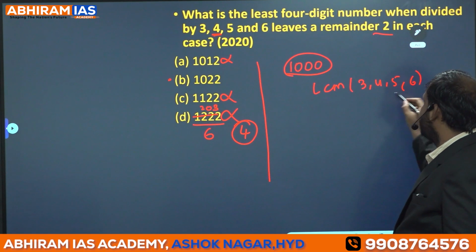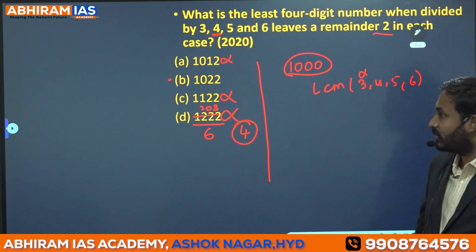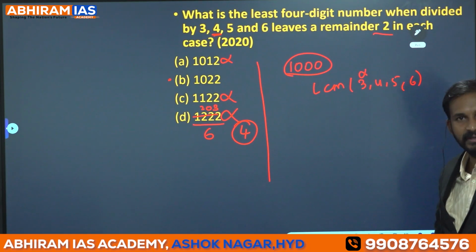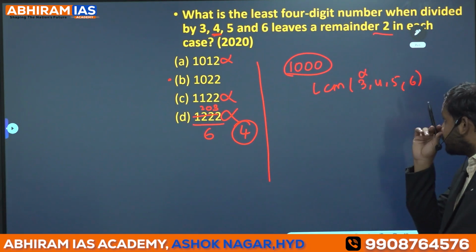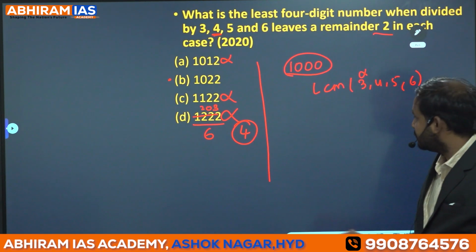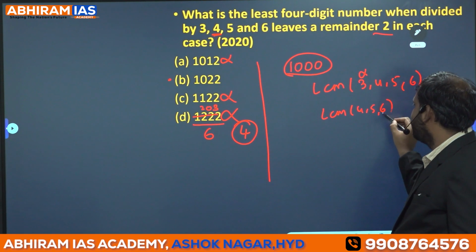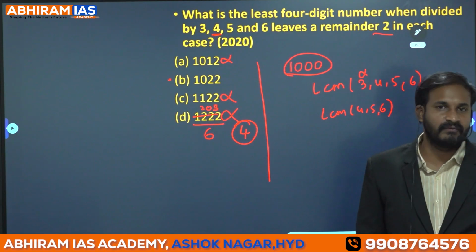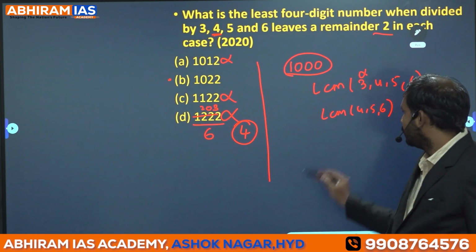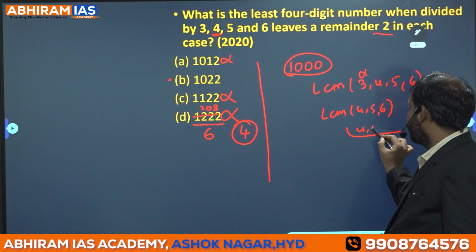Already I told you, to find this, no need to consider this 3. Why? Because 6 is there, already a multiple of 3, so no need to worry. So first of all, find out what is the LCM of 4, 5 and 6. LCM of 4, 5 and 6 will obviously become the LCM for 3, 4, 5 and 6. No problem. Okay.